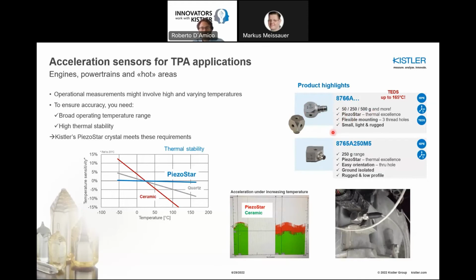Therefore, it delivers an excellent thermal performance with TEDs. We have a version with TEDs up to 165 degrees, which makes it really an extremely good sensor. We have a version also with through hole and integral isolating pad, which makes it easier to orient the cable and protect the measurement from ground loops. So it's ground isolated. With this, I conclude the overview of the accelerometers that Kistler can offer for transfer path analysis applications.